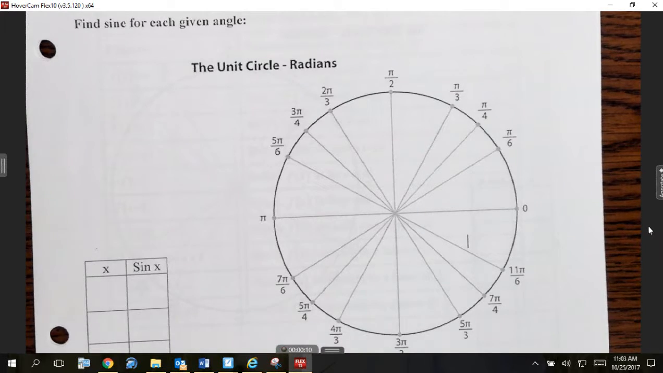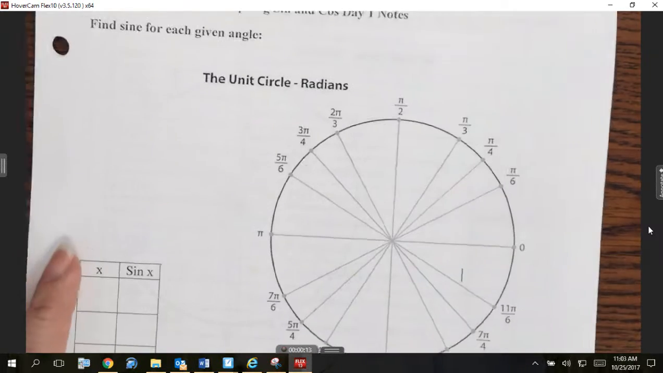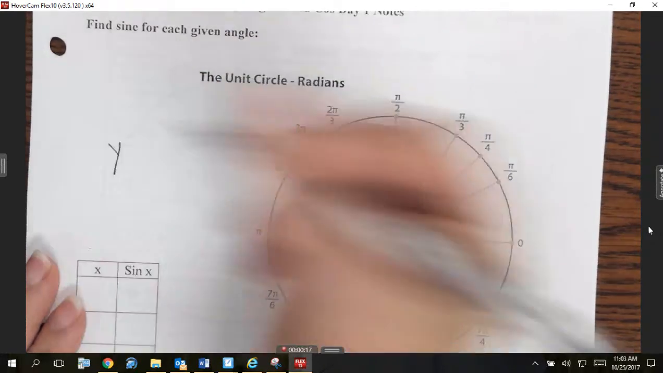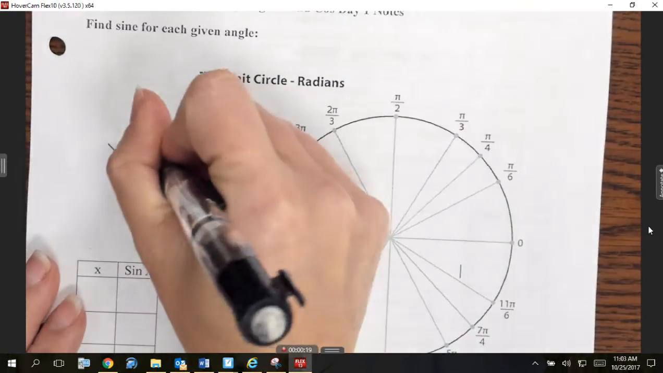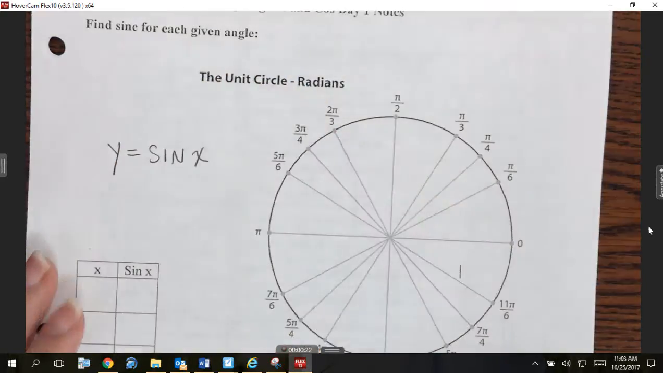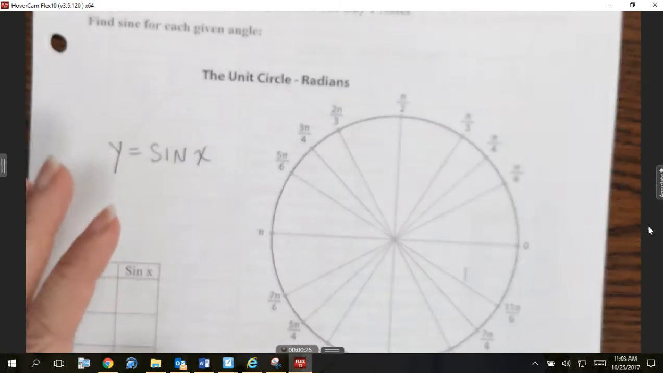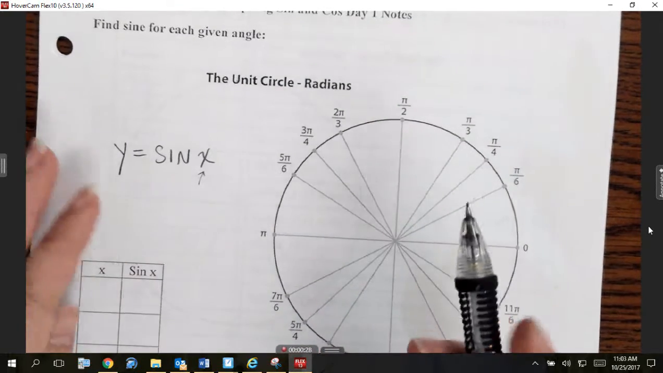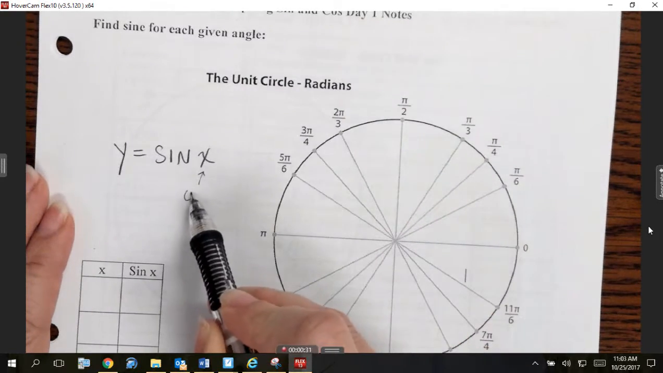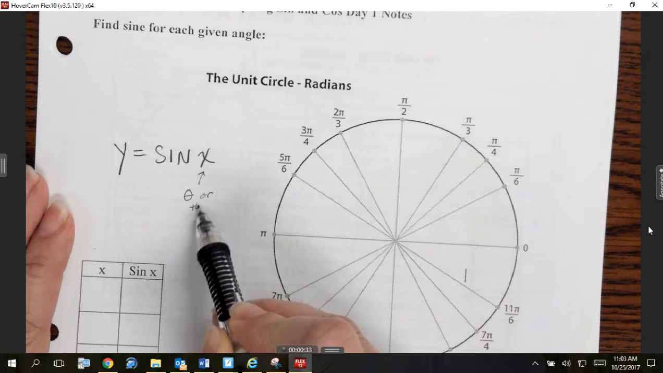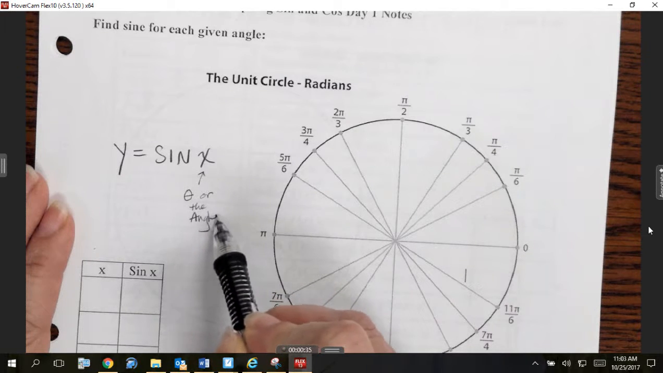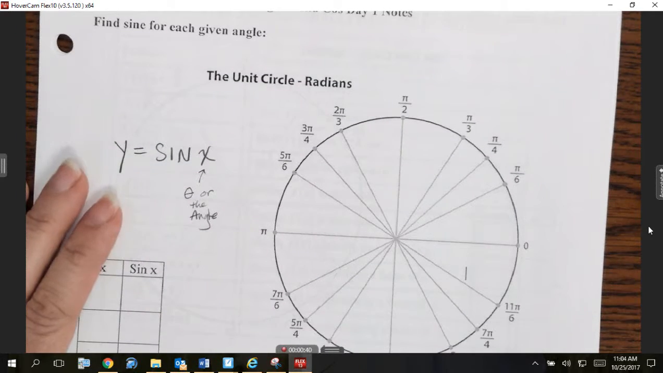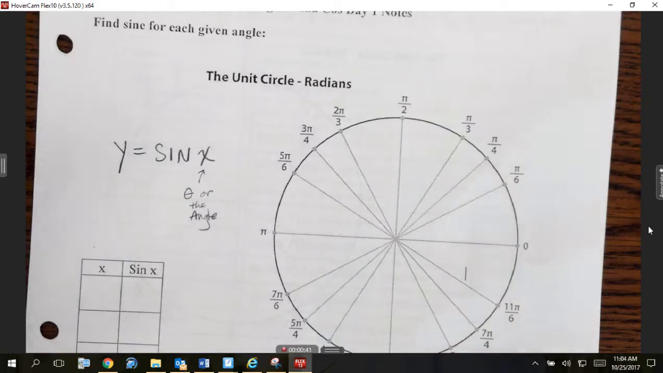Okay, before we fill out the rest of the information, we are going to start graphing. So the equation we will be graphing is y equals sine x. And when I look at y equals sine x, x is going to be the theta, the angle. That's going to be my x value. And then the y value would be the sine at that angle.